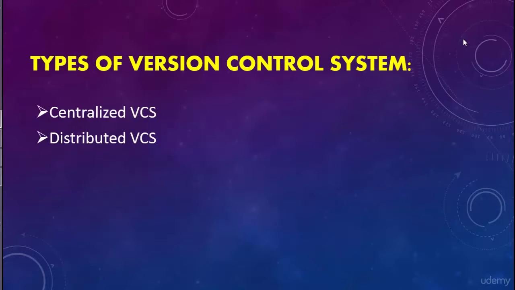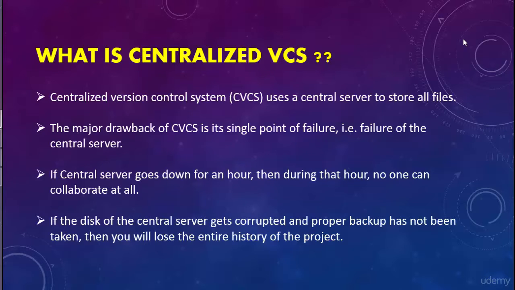Now, what are the types of version control system? They did not just think of Git one day and Git evolved. No, they had been practicing different systems before they were introduced to Git. So version control systems are divided into two types. One is called the centralized VCS, meaning the centralized version control system, and the other is called the distributed version control system. Let's talk about each of these version control systems.